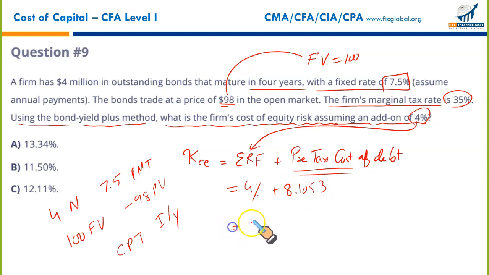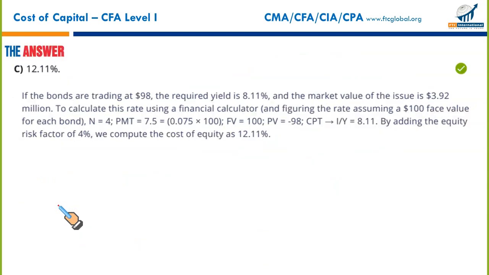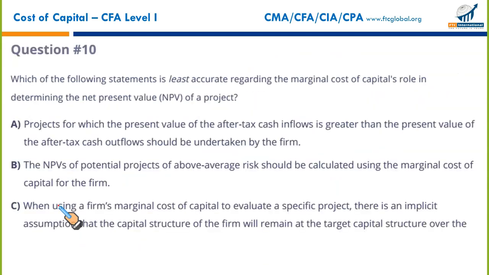8.1053. It gives you a total of 12.1053. I have this bad habit of writing more digits after the decimal point. Anyways, so it's 12.11. That makes C the correct option. And C it is. Next.